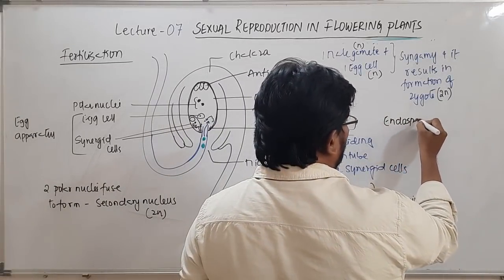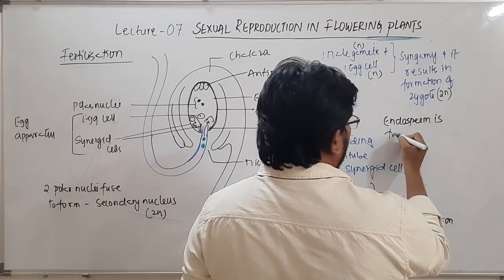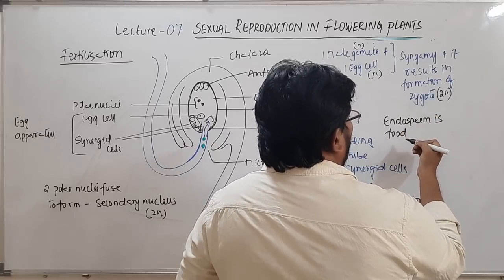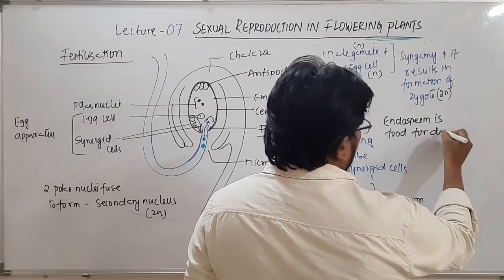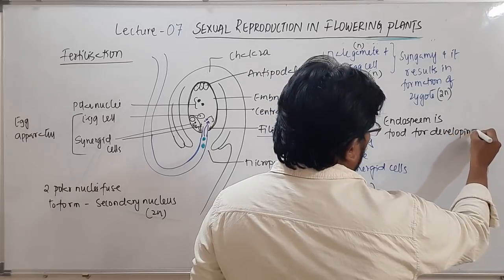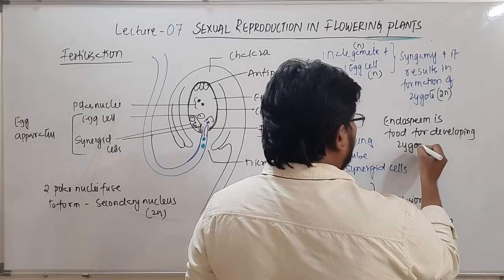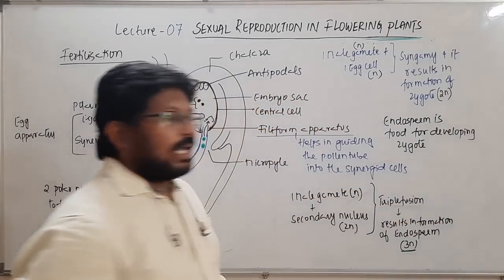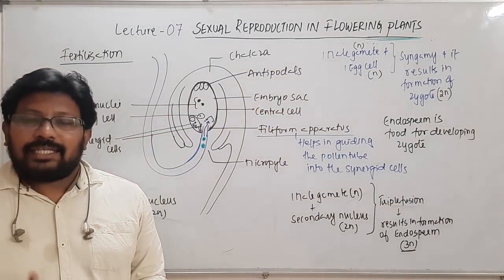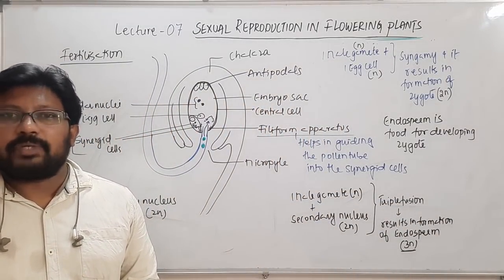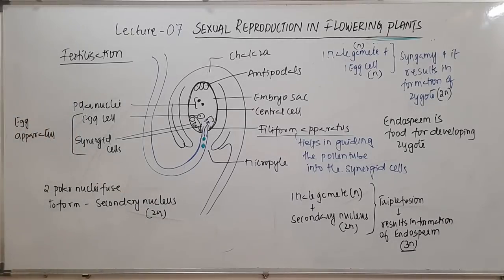So endosperm is food for the developing zygote. The zygote is going to use this endosperm and start dividing, and then finally it results in the formation of embryo. So this is the whole process of double fertilization.